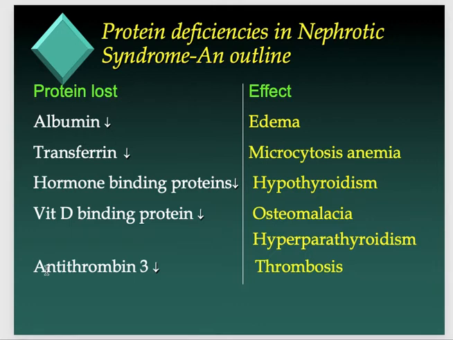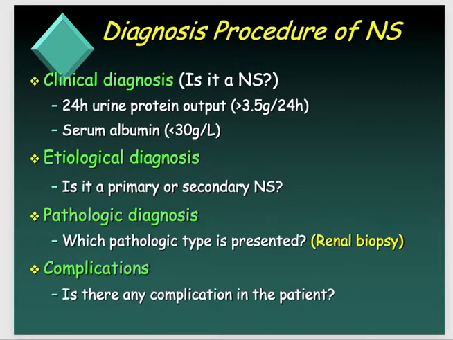This is what they are associated with. Decreased albumin is there, so there will be edema. Decreased transferrin is there, so these patients have microcytic anemia. Decreased hormone binding proteins will be there, so the patients may have hypothyroidism. Decreased vitamin D binding protein, so they may have osteomalacia, and decreased antithrombin III leads to thrombosis. So now, what is the diagnosis there? We don't have to talk about that again and again. Simply, we found the patients have pitting edema.